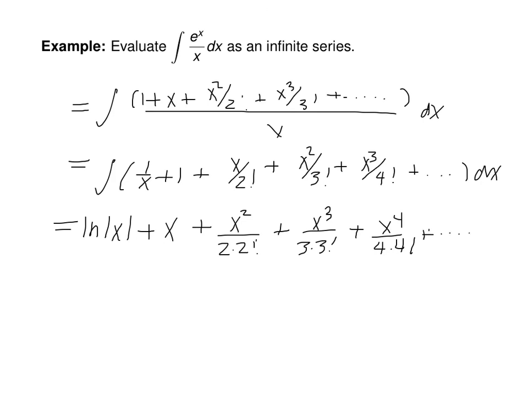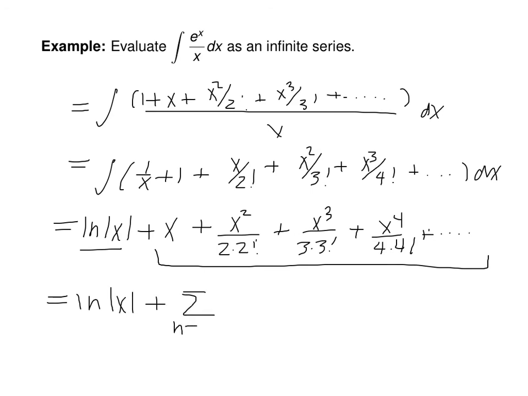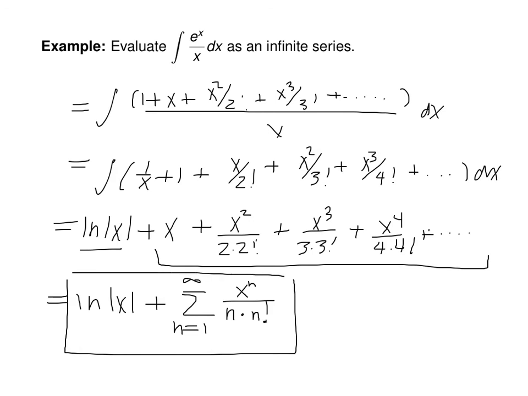Other than the ln x, which I can't express in the sum, this stuff I could write in infinite sum form. So this would be ln of the absolute value of x plus a sum from n equals 1 to infinity of x to the n over n times n factorial. So there is a power series representation of the function that is the antiderivative of e to the x over x. I'm not saying I know what function that is, or if it even really has a name, but that is the antiderivative of e to the x over x.